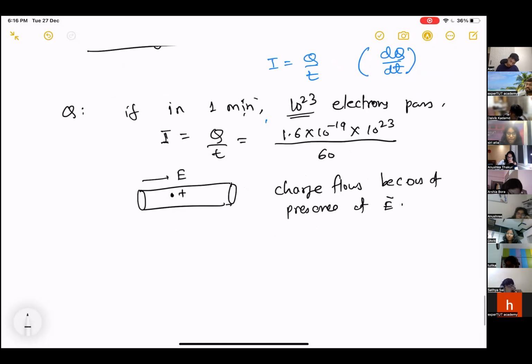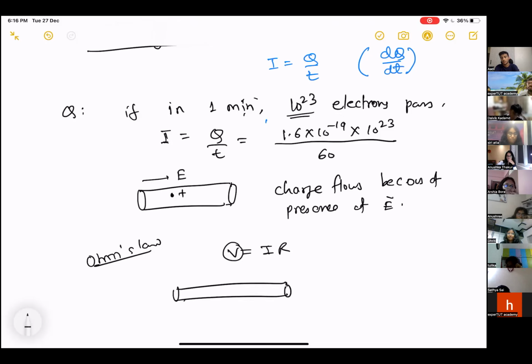Now write this. We have Ohm's law. You know Ohm's law is simple: V is equal to IR, but we'll also do the vector form of Ohm's law here. V is the potential drop. Suppose there is some resistance rod.